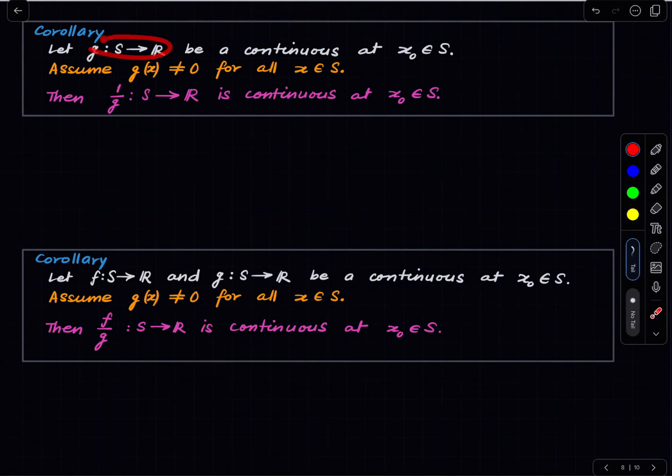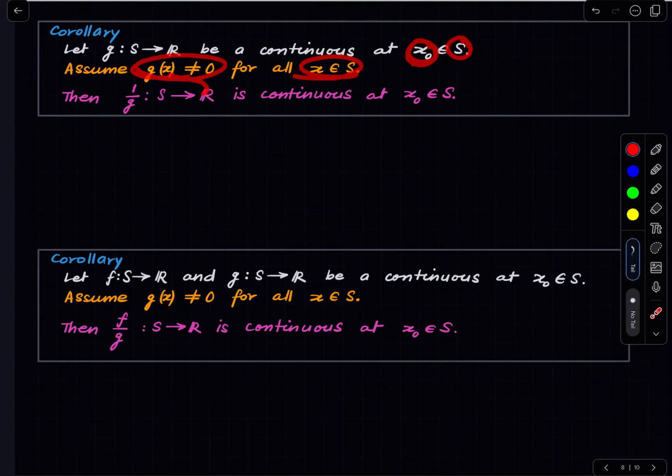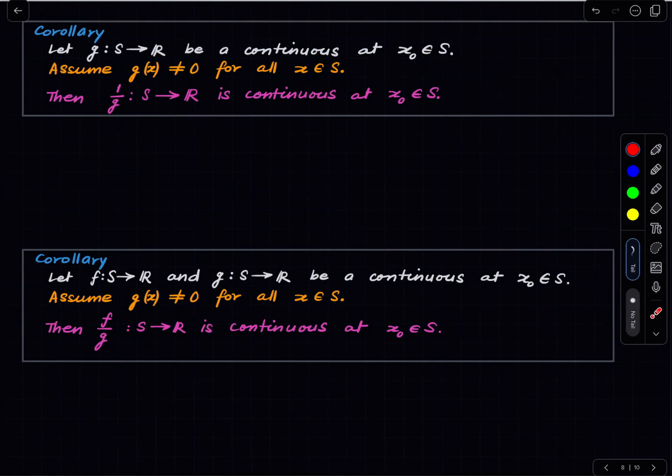We have this function g, which is given to be continuous at a point x0 in its domain, and assume g(x) is non-zero everywhere. Then this inverted function is meaningful, because g is non-zero everywhere. What's the definition? It takes a point x to 1 upon g(x). And we want to say that it is continuous at the point x0. Doing it directly will be cumbersome, but if we notice that we can express it as a composite of two continuous things, then we will be done.